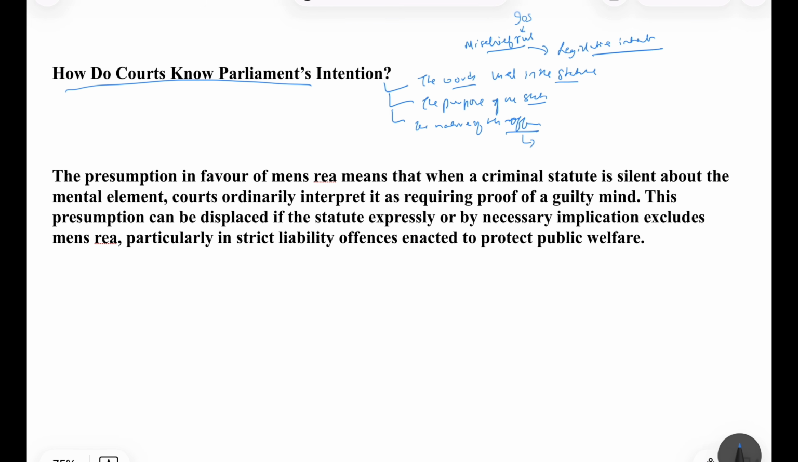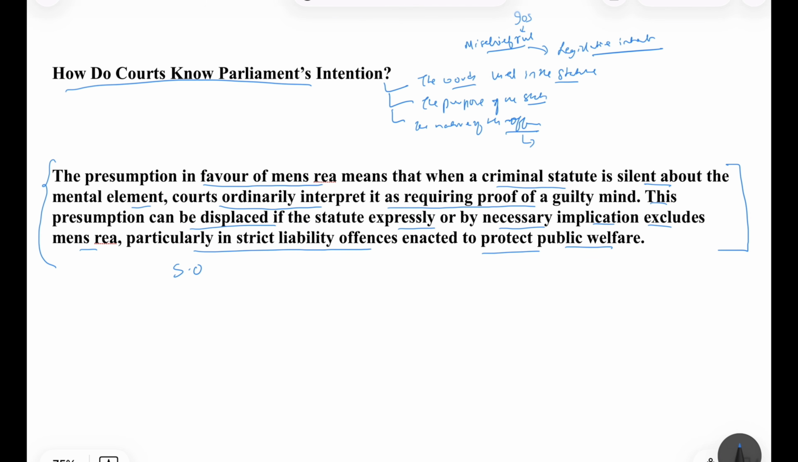control. That's it. For understanding in a simple way, the presumption in favor of mens rea means when a criminal statute is silent about the mental element, courts ordinarily interpret it as requiring proof of a guilty mind. This presumption can be displaced if the statute expressly or by necessary implication excludes mens rea, particularly in strict liability offences enacted to protect public welfare. These four lines are very complicated. I will explain with a simple flowchart.